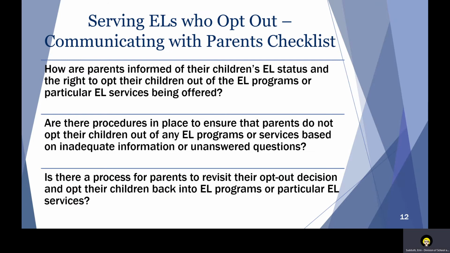Chapter 7 of the English Learner Toolkit contains a checklist for serving ELs who've opted out. How are parents informed of their children's EL status and the right to opt their children out of the EL programs or particular EL services being offered? Are there procedures in place to ensure that parents do not opt their children out of any EL programs or services based on inadequate information or unanswered questions?